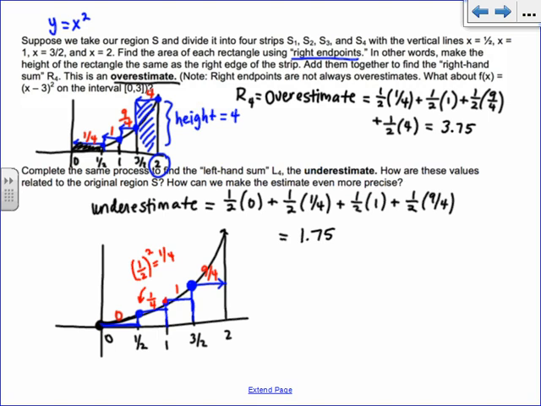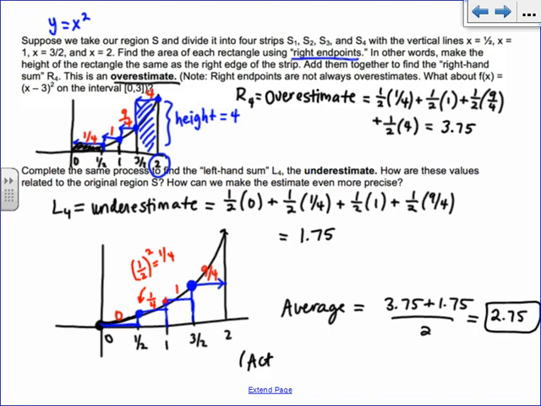Okay, so we know that our true area has to be between our R4 and our L4. L4 means left hand endpoints with 4 rectangles. So if we're somewhere between those two, doesn't it make sense, if we're trying to find an even more precise answer, to find the average of the two? So if I find the average, I do 3.75 plus 1.75 divided by 2. And this is going to be very close to my actual answer. So I end up getting 2.75. So I told you the actual value was 2.6 repeating. Okay, and I found that using some little shortcuts in calculus, which you'll learn later. But we're pretty darn close, and we only used 4 rectangles.